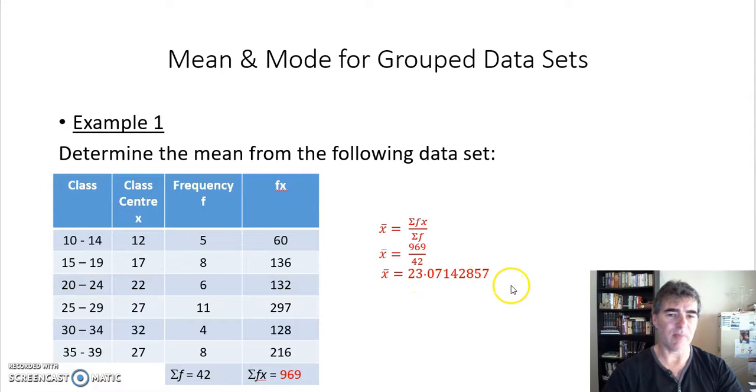Write the whole thing down, remember, and then reread the question and round it off if it asks you to. You could also change that to fraction form if you wanted to. So that's how we find the mean from a group data set. Remember, it's the approximate mean. It's not actually exact. So we've just got to be a little bit careful in regards to that.